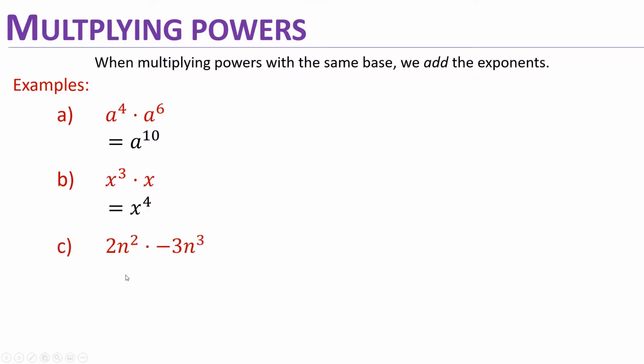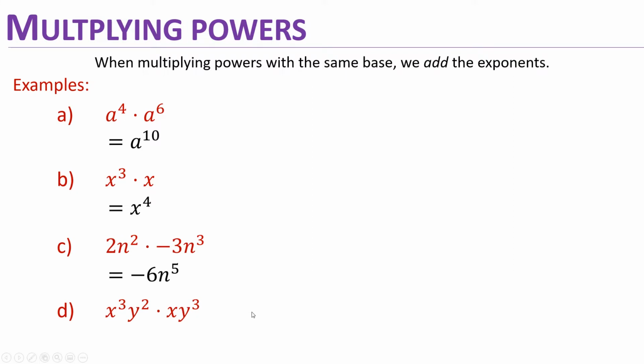When powers are part of a larger product involving numbers, we can multiply those numbers as always. So 2n squared times negative 3n cubed, written as a multiplication, it becomes 2 times n times n times negative 3 times n times n times n. And in a multiplication, order doesn't matter, so we can evaluate the 2 times negative 3 first. That becomes negative 6. And then we are left with n times n times n times n times n, which is n to the power of 5. So the simplified formula here is negative 6 times n to the power of 5.